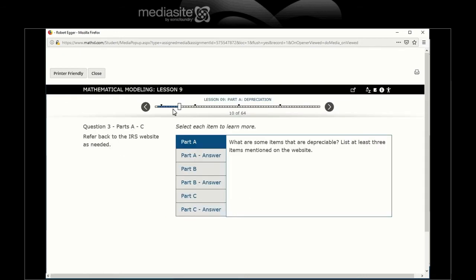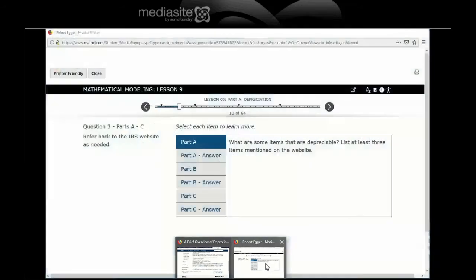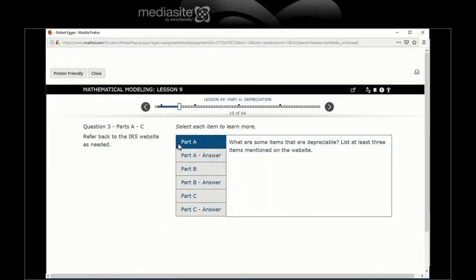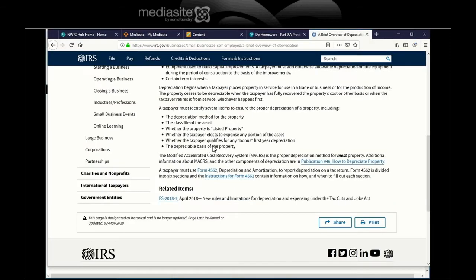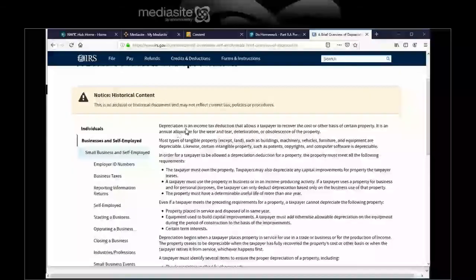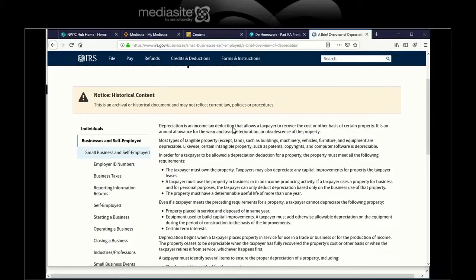Okay. So let's do that now. Part A to C, refer back to the website, which is here. Okay, what are some items that are depreciable? List at least three items mentioned in the website. So three items that we can depreciate. So let's take a look. Okay, kind of what depreciation is. Okay, here we go. That's right here.